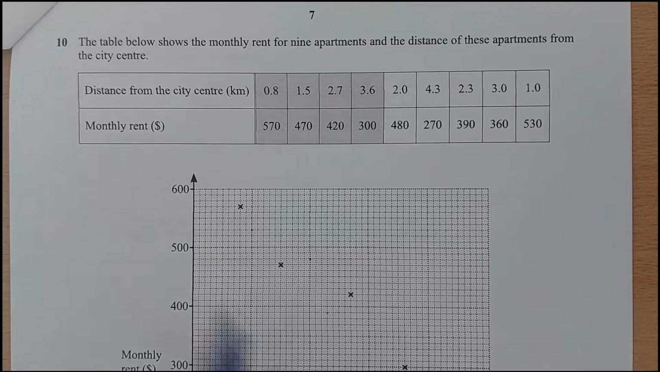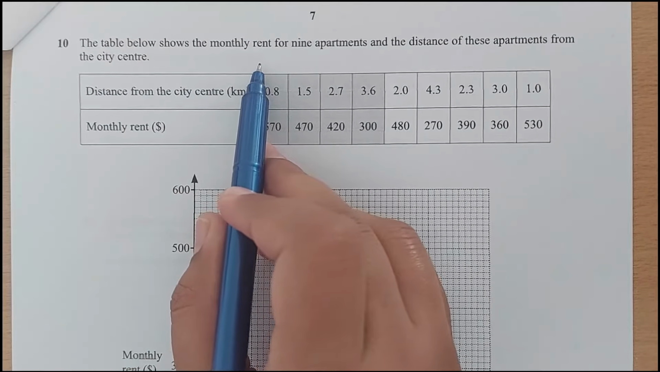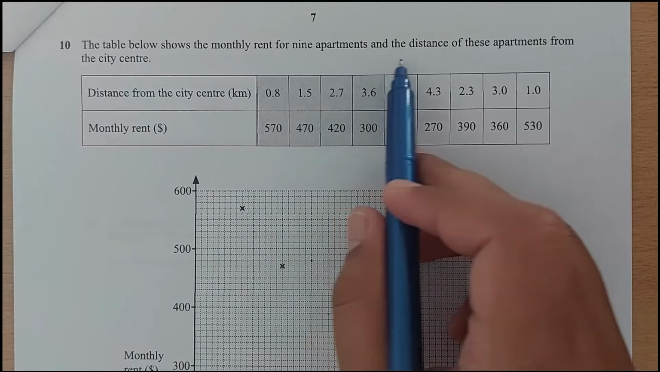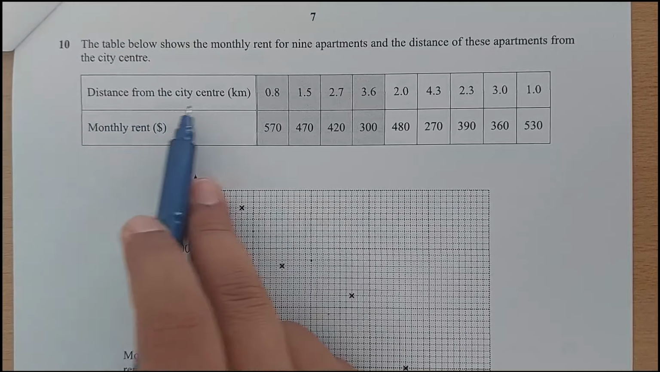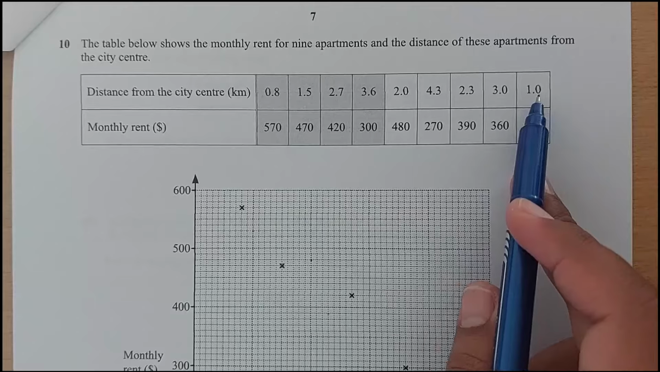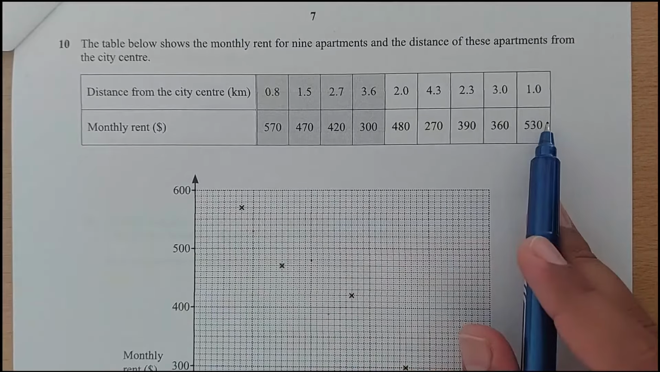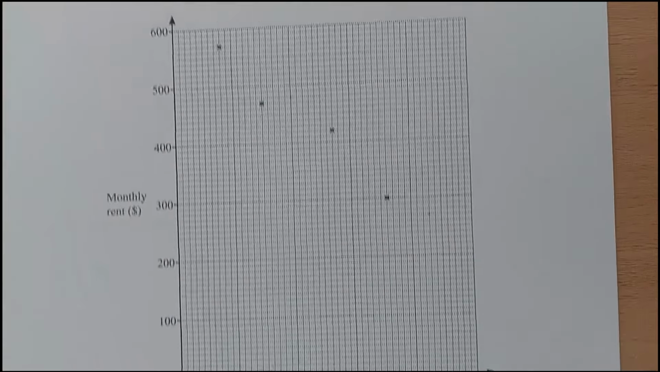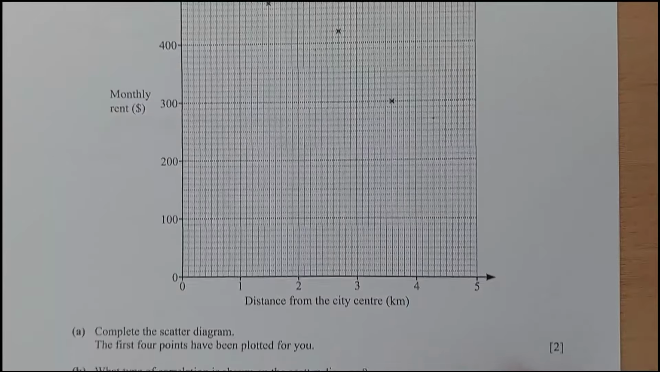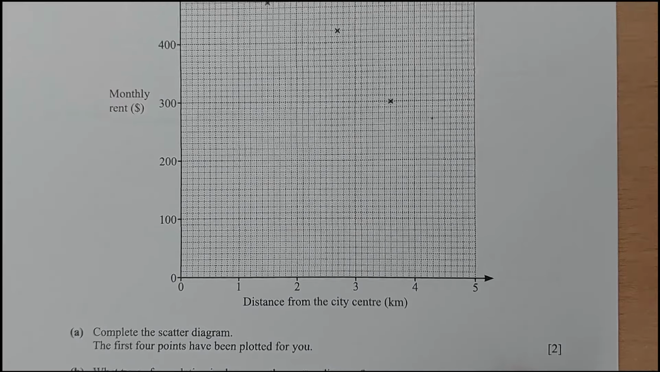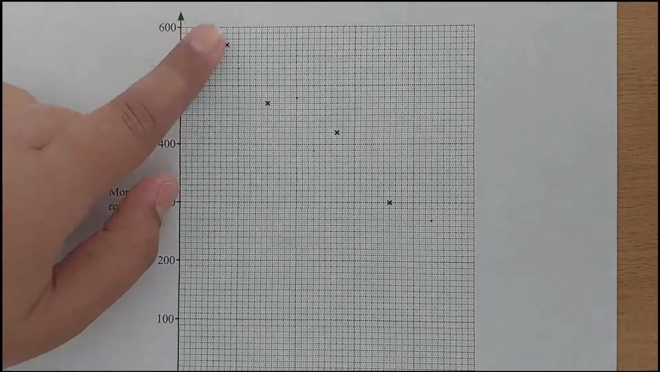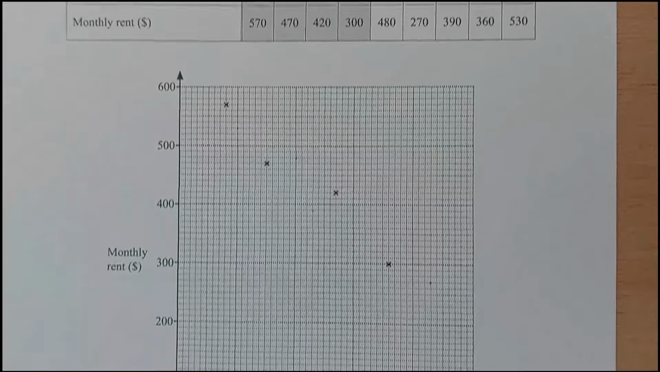Question number 10. The table below shows the monthly rent for 9 apartments and the distance of these apartments from the city center, with distance in kilometers and monthly rent in dollars. Now we have a graph as well. For part A, complete the scatter diagram. The first 4 points have been plotted for you, 1, 2, 3, 4. Now we need to complete the rest.